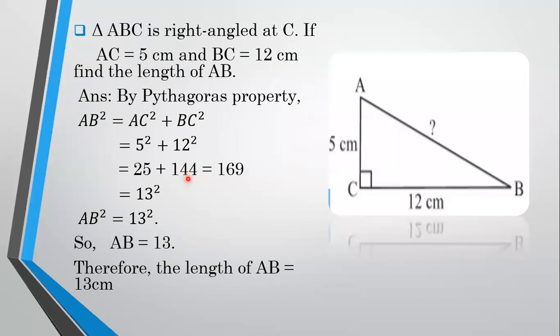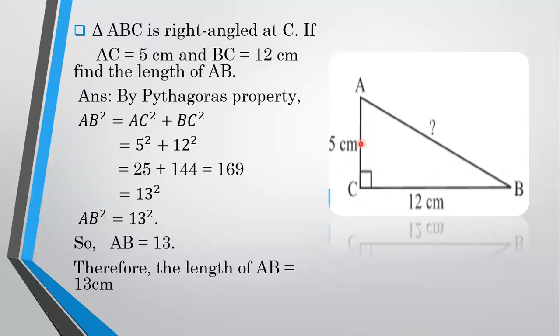Now, the second example is, triangle ABC is a right angle at C. If AC is equal to 5 centimeter and BC is equal to 12 centimeter, find the length of AB. The figure is given here. Here triangle ABC. It is a right angle triangle and C is the right angle. So the opposite side of C, that is AB, is the hypotenuse and we have to find out the measure of AB. The length of AB we have to find out.